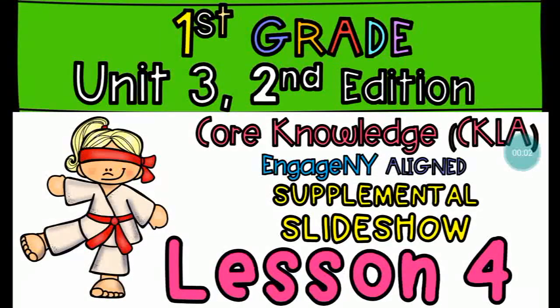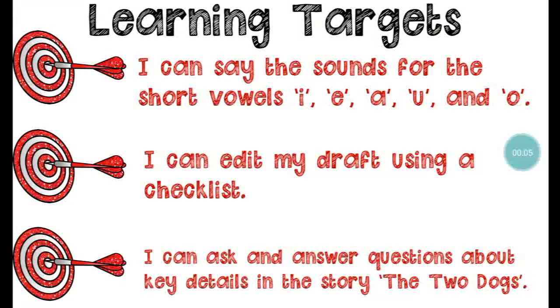Lesson 4. At the end of this class, you should be able to say the sounds for the short vowels. You should be able to edit a draft using a checklist. You should be able to ask and answer questions about key details in the story The Two Dogs.